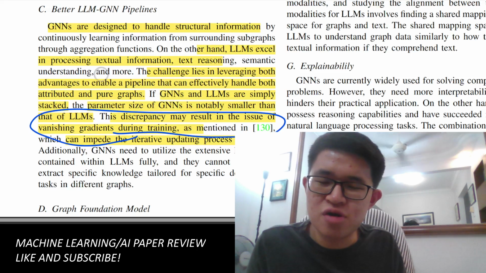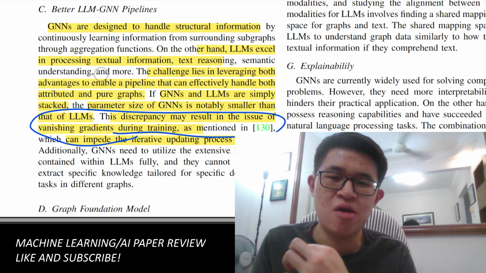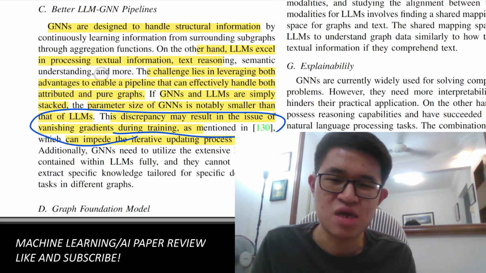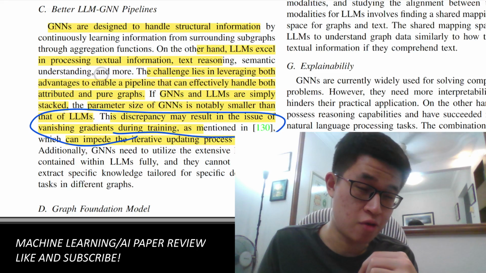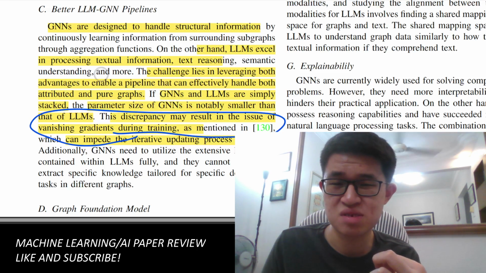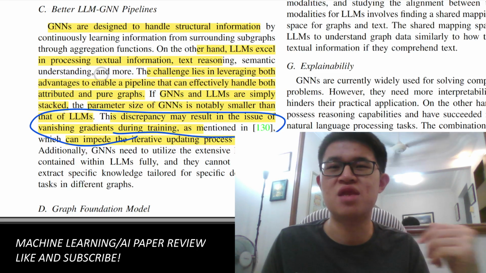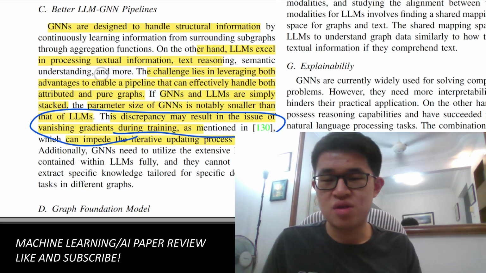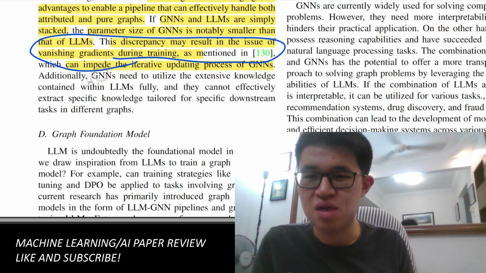Yeah, I haven't heard about vanishing gradients in so long, and I thought that LLMs and GNNs already took care of this issue, right? This issue is most prominent with recurrent neural networks, but I'm not so sure why that's the case for GNNs and LMs. But either way, that's pretty interesting.